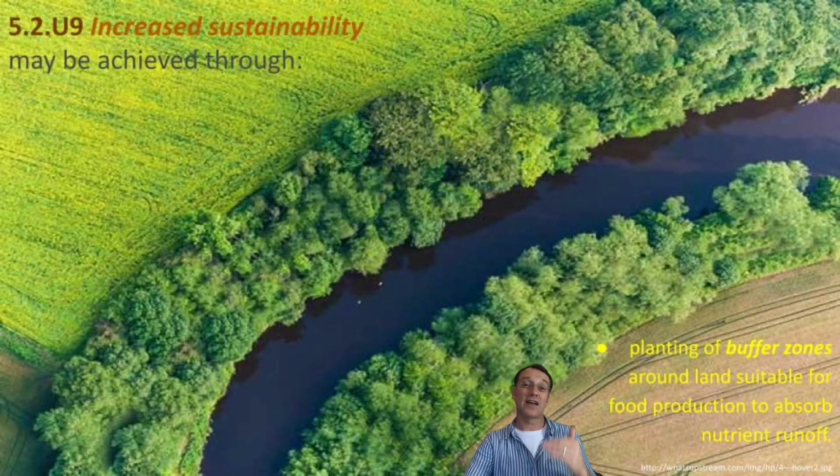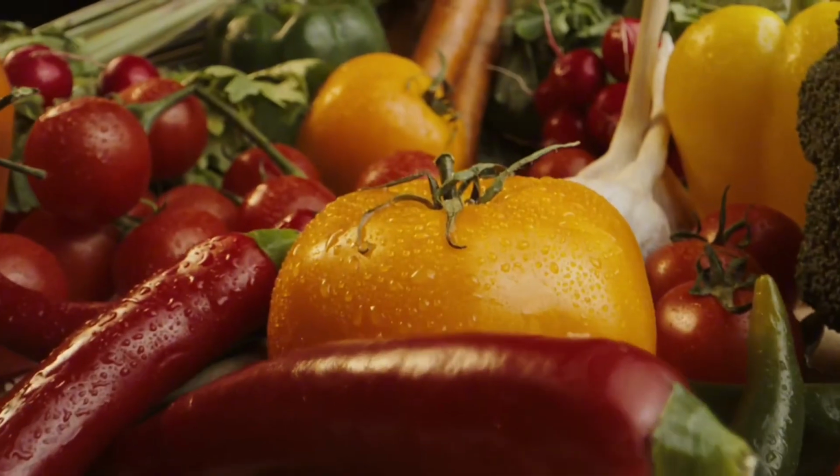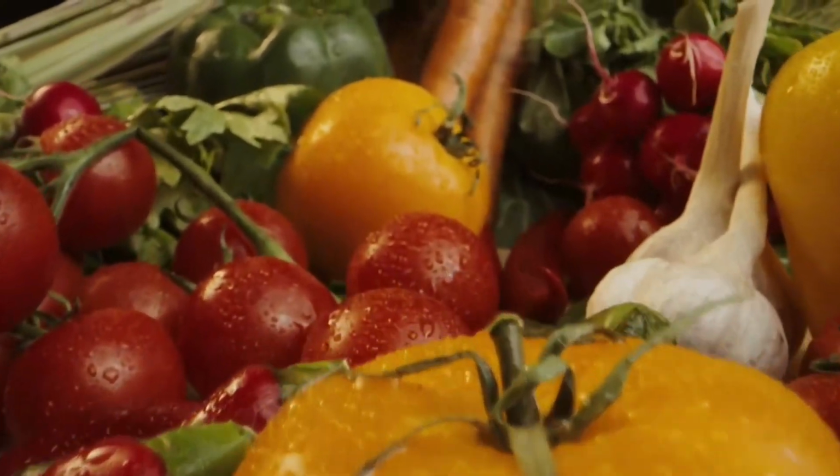Buffer zones around farmland can be a simple but effective way to reduce agriculture's environmental impact. These areas of natural vegetation capture excess nutrients and sediment before they can pollute waterways. It's a great example of how we can work with nature to make farming more sustainable. By implementing soil conservation practices like this, we can produce the food we need while also protecting our ecosystems.